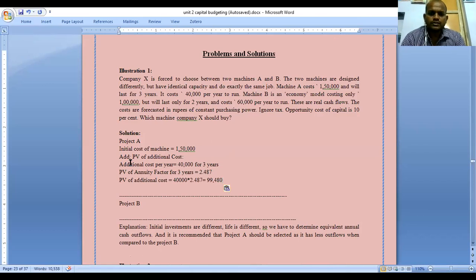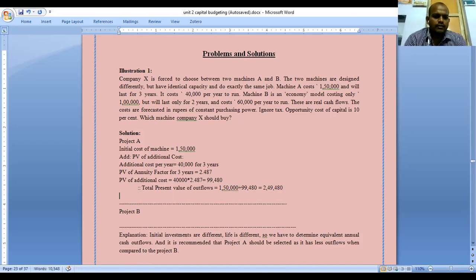It comes around 99,480. So total present value of outflows, that is 1,50,000 plus 99,480, amounts to 2,49,480.